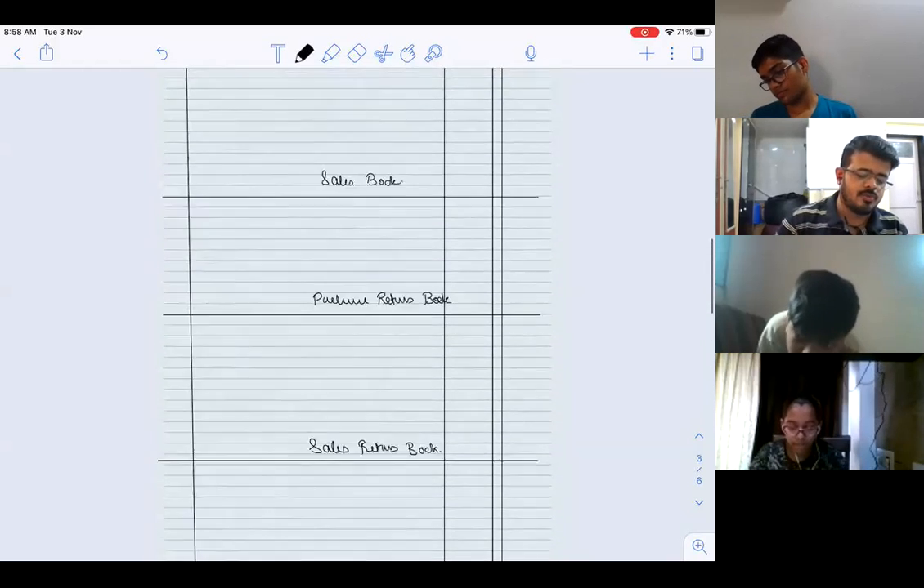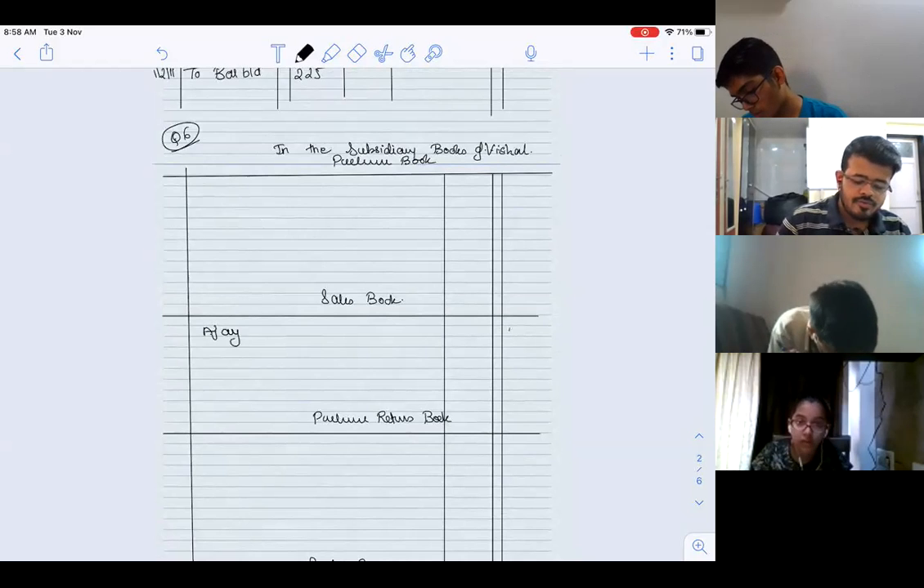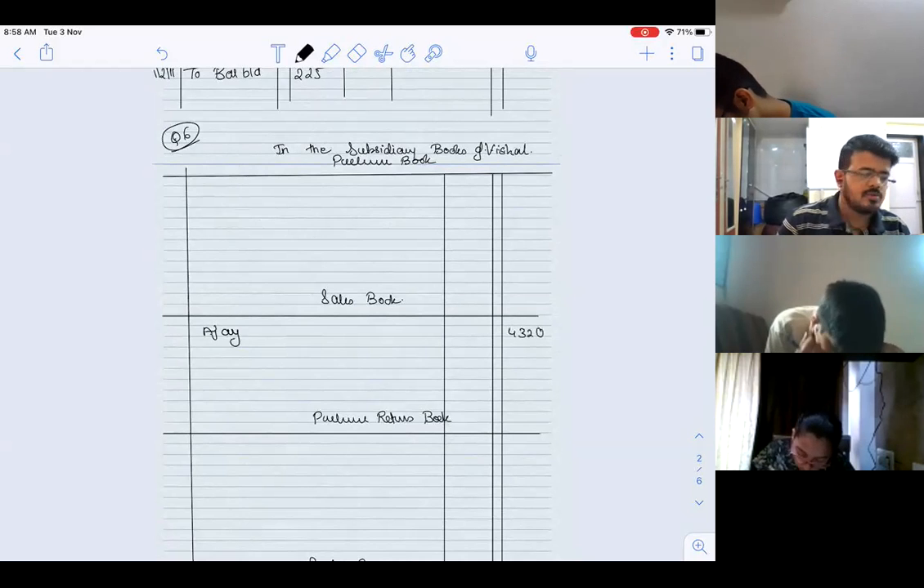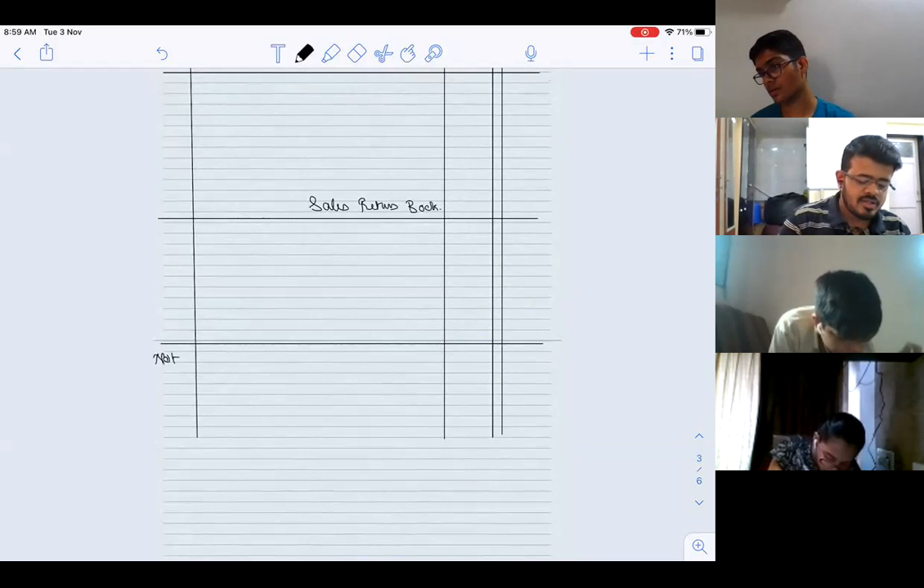So go to sales book, write down Ajay 4320. Date is 1st January 2010. और note में जाना है, लिखना है note number 1.